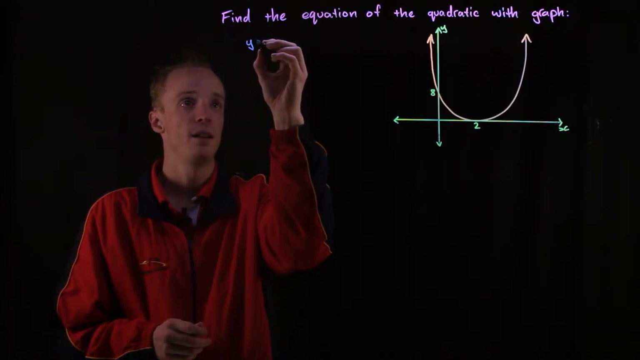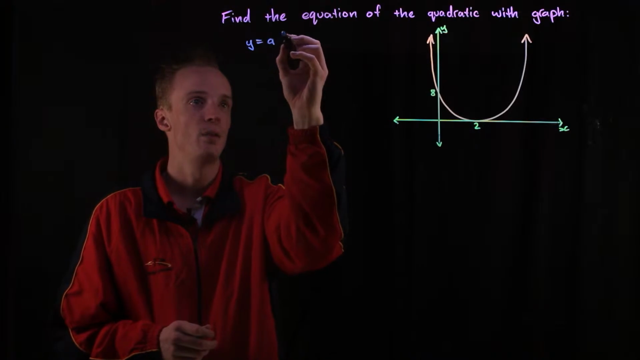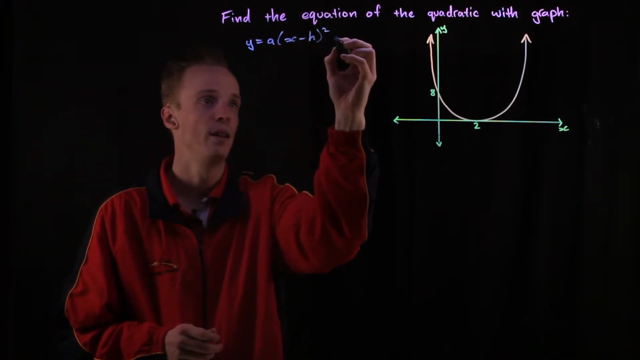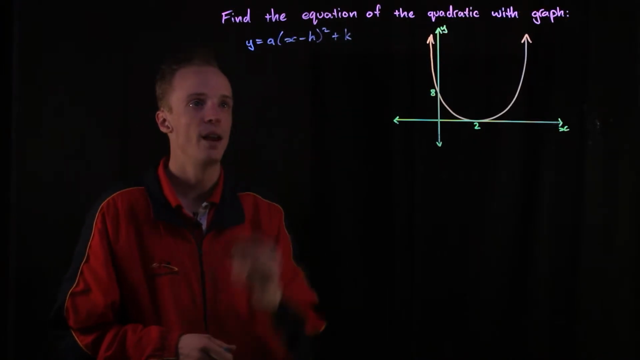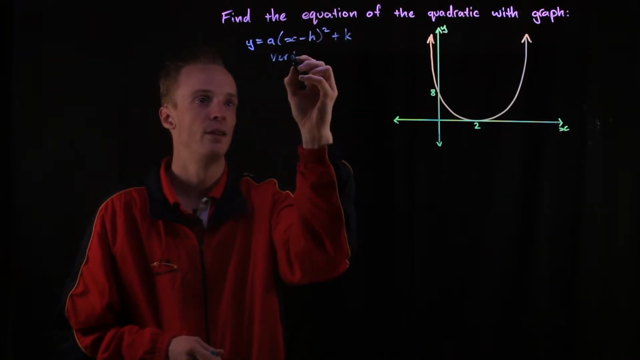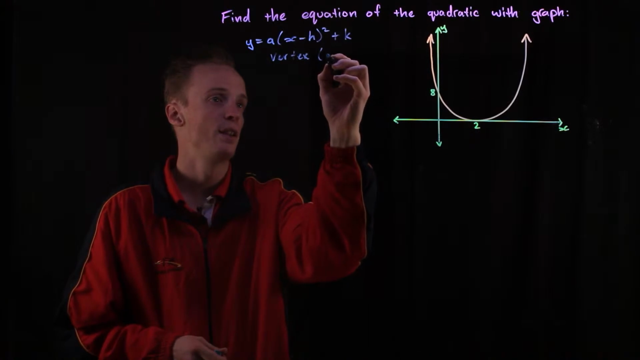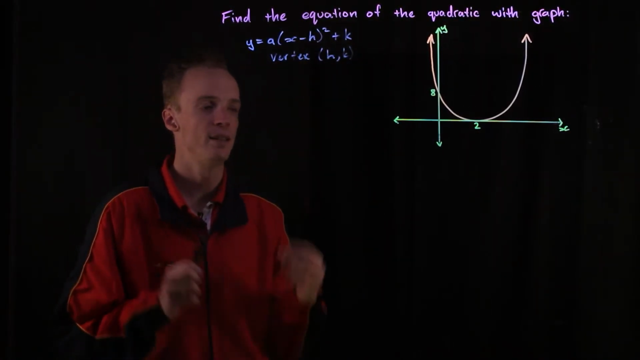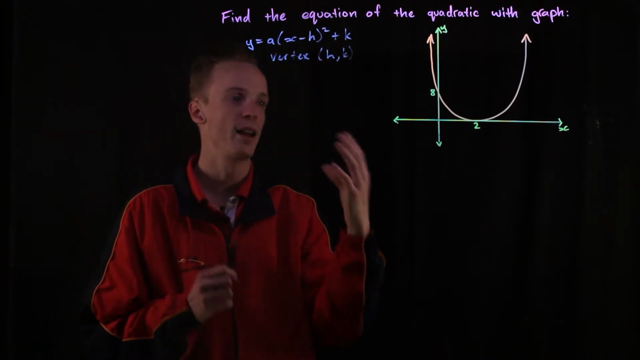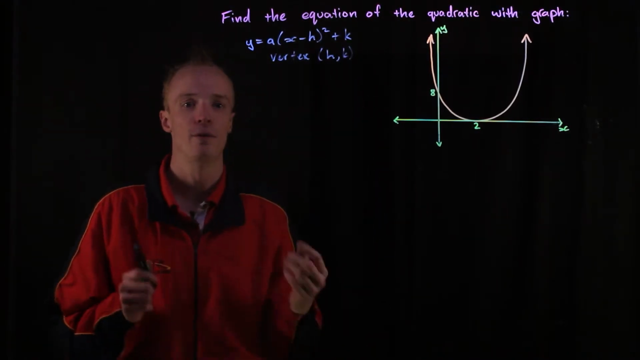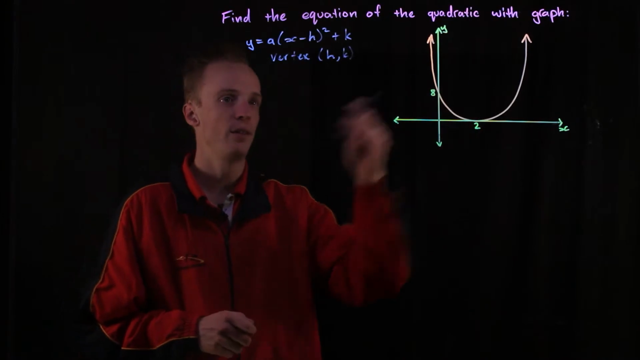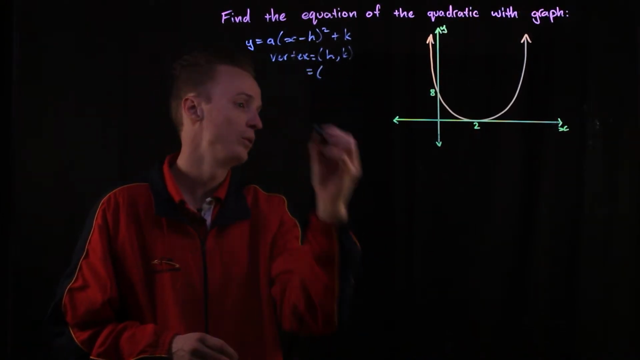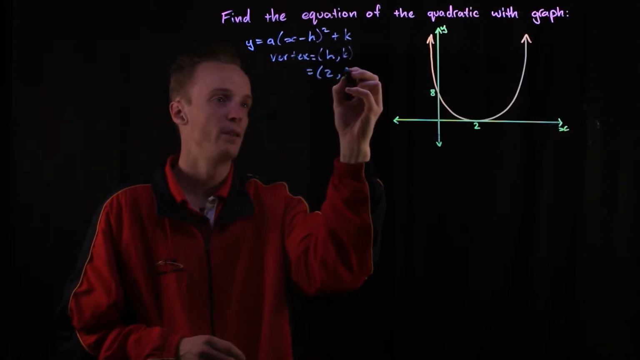So when we've got this information, we're going to put this into vertex form, that is to say the form y = a(x - h)² + k, where our vertex is going to be (h, k). And because we're subtracting the h, it means it's the opposite sign of our x coordinate, but the same sign of our y coordinate.